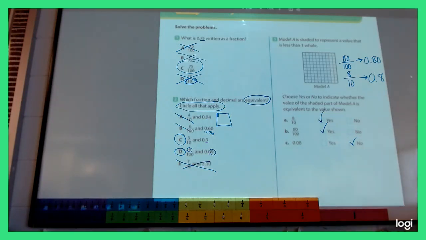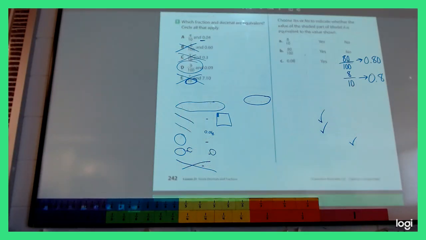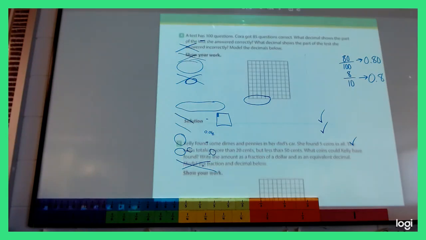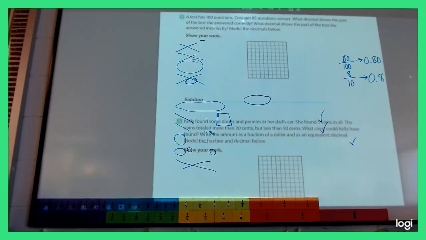All right. One more page. You guys are doing great. All right. Last page. All right. This time we get to do some shading. But luckily, we don't have to draw that 100 grid on our own, which is nice.